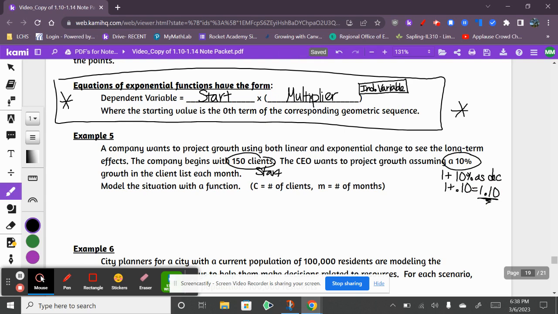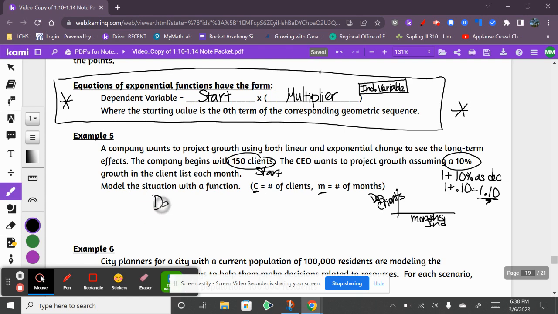Now, the other thing we need to figure out is which variable is going to be our independent and which is going to be our dependent. Remember that the dependent variable is the response to the independent variable. So the number of clients would be a response to how long it has been since the company opened. So we're going to have our months be our independent and the number of clients be our dependent. It says that C will represent the number of clients and M will represent the number of months.